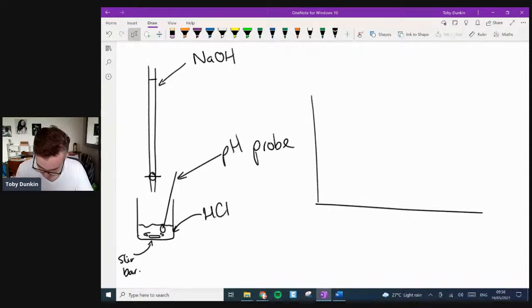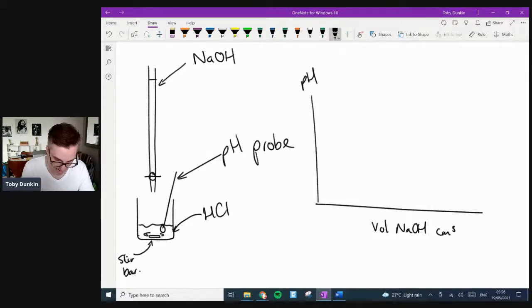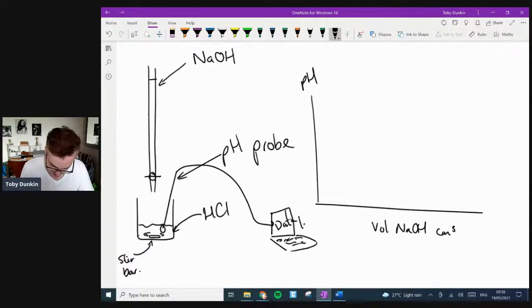So we've got volume of sodium hydroxide, NaOH, here in centimetres cubed, and then we've got the pH on this axis. At the beginning, we've got our pH probe. This goes off to a data logger, by the way. This is a little laptop, loads of keys, to our data logger.